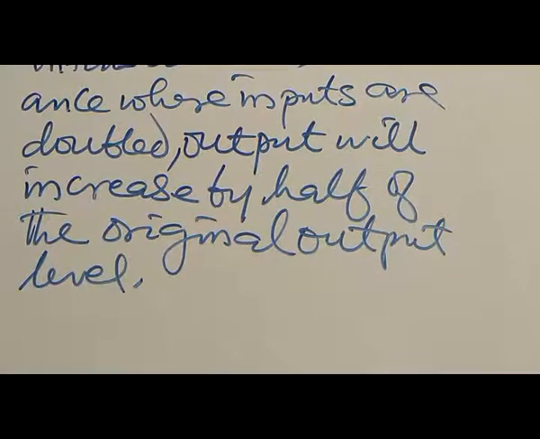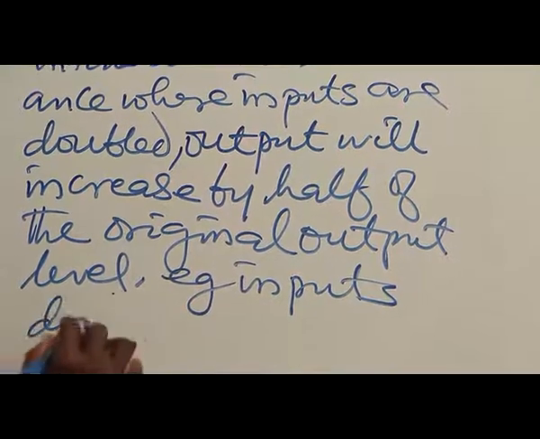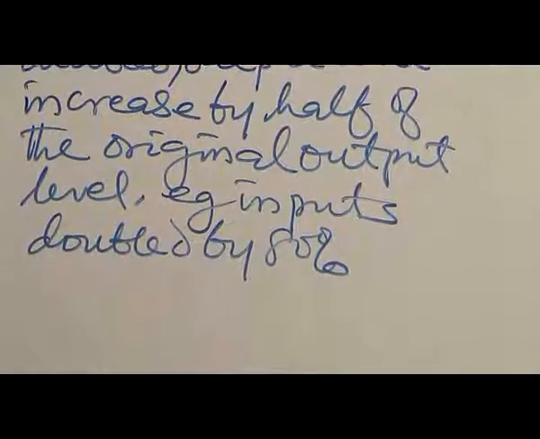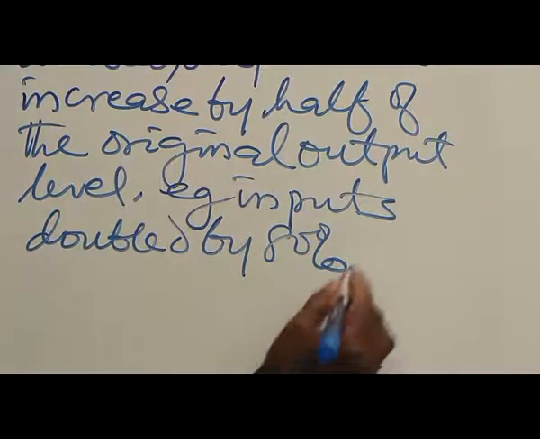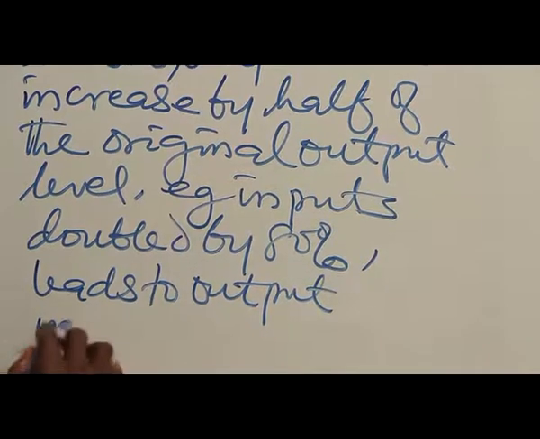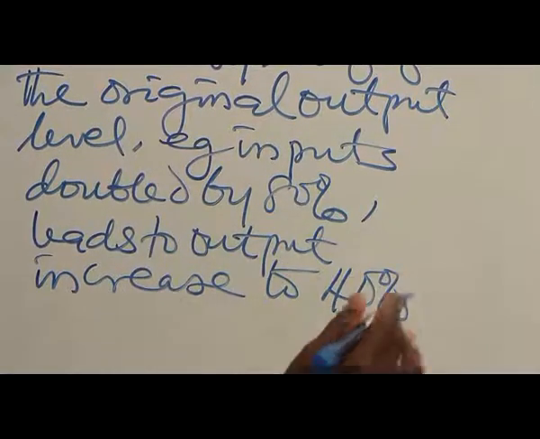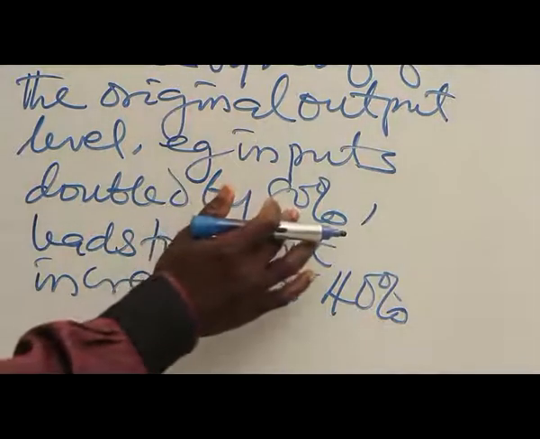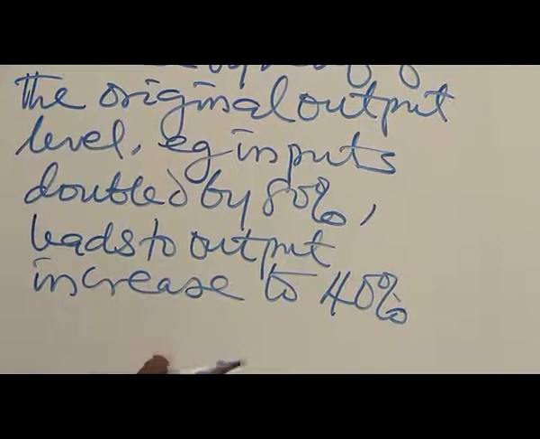For example, input doubled by 80% leads to output increase by 40%. Output increase to 40%. You can see that input level is doubled by 80%, but the original output level, which is supposed to be 80%, is now half of it.